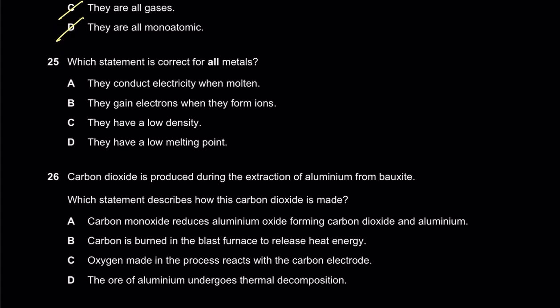Which statement is correct for all metals? All metals, remember, they conduct electricity when molten. Sir, all metals conduct electricity regardless of the state because they have delocalized electrons. They gain electrons? Sir, they don't gain electrons, they lose electrons. They have a low density. No, sir. Not all metals have low density. Only group 1 metals have relatively low density. That's why they can float on water. They have a low melting point. Only group 1 metals have a relatively low density, and that's why he's talking about all metals.